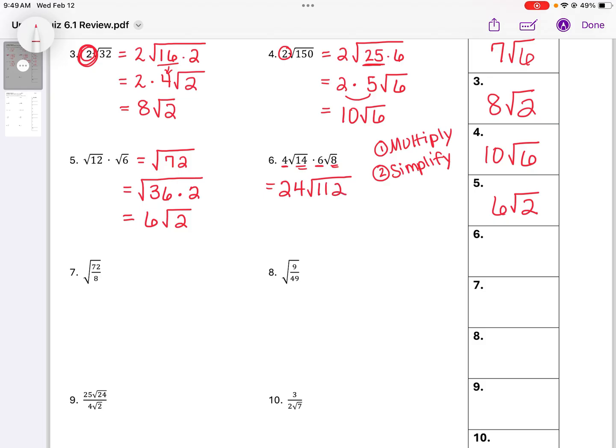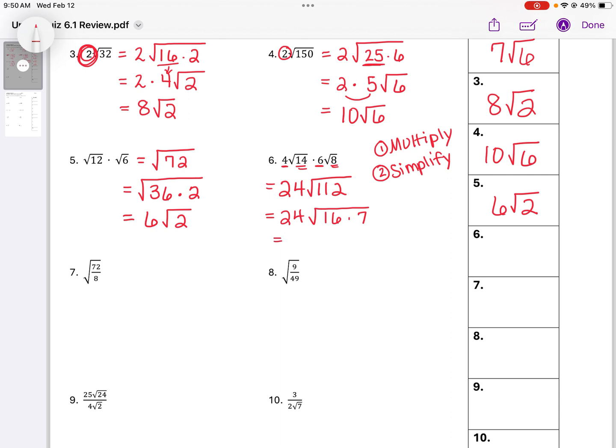Okay. So, I'm not done because I need to simplify. I'll have my 24 here, and then I need to think, okay, and this one's a toughie. What is the largest perfect square that goes into 112? And I tried several. 4 works, 9 doesn't work. But when I came around to it, the one that was the largest was 16. So 16 times 7 is 112, okay?